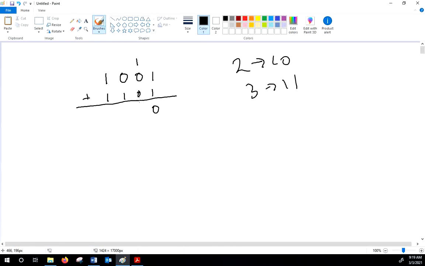Then 1 plus 0 plus 0 is 1. 0 plus 1 is 1. 1 plus 1 is 1, 0. So the result of this addition is 1, 0, 1, 1, 0. Adding in binary numbers is really, really easy. So yeah, adding binary numbers is easy.